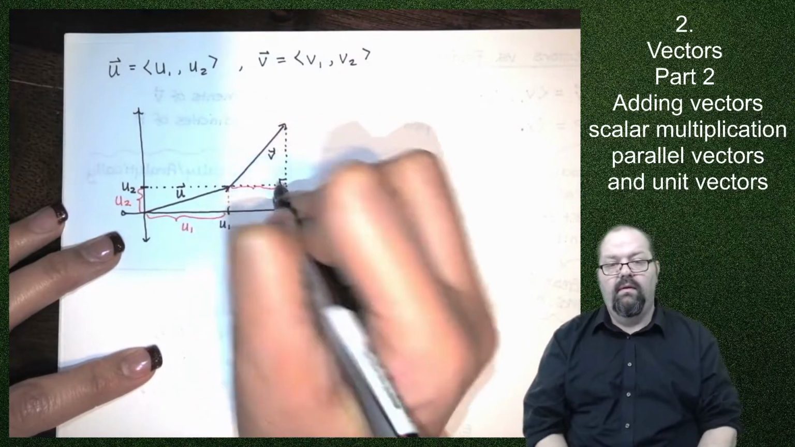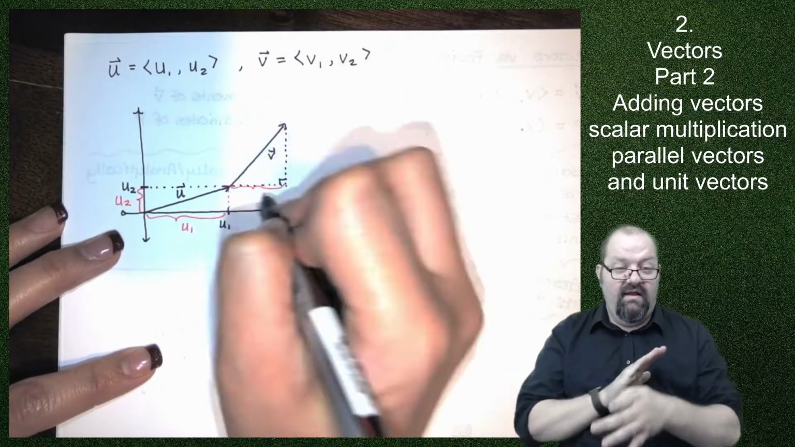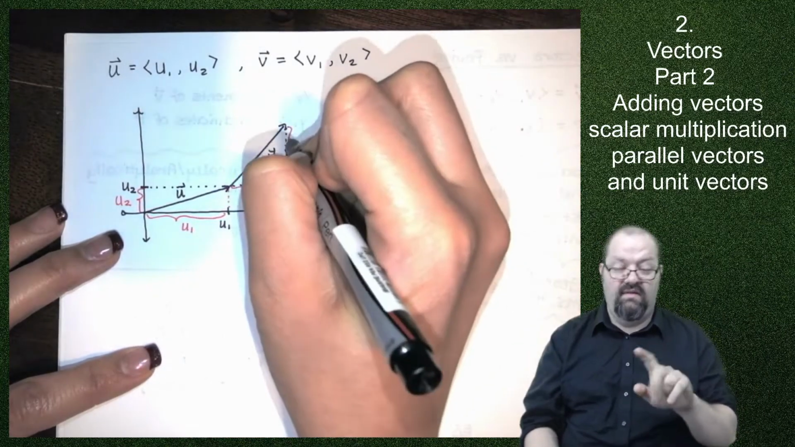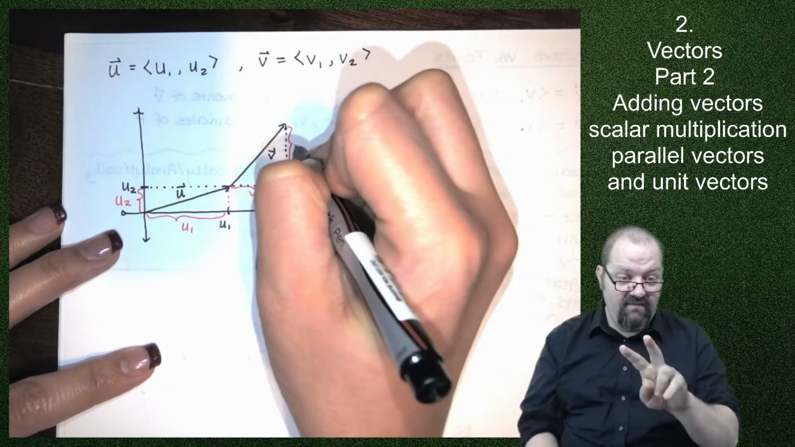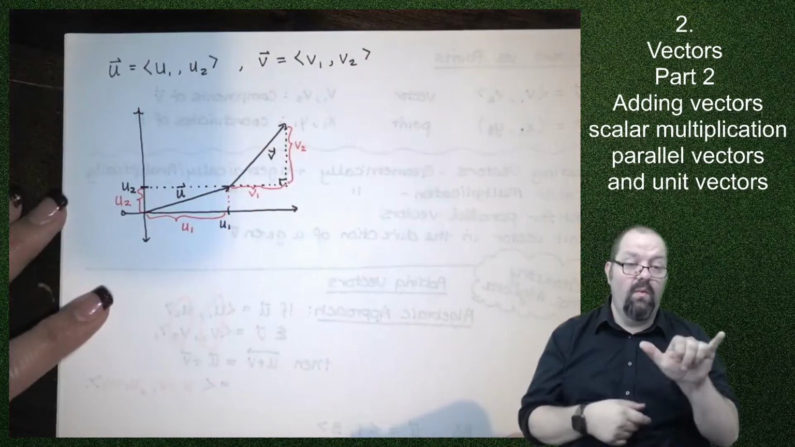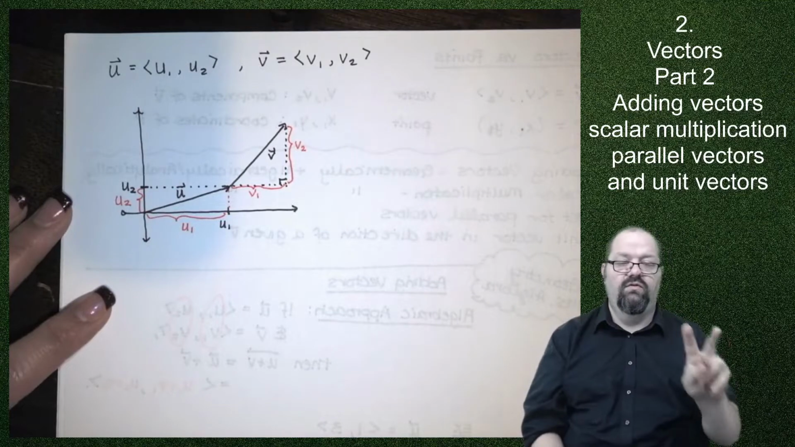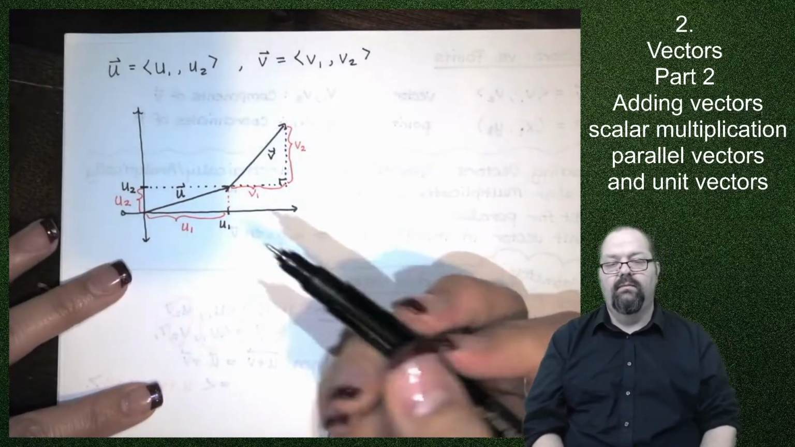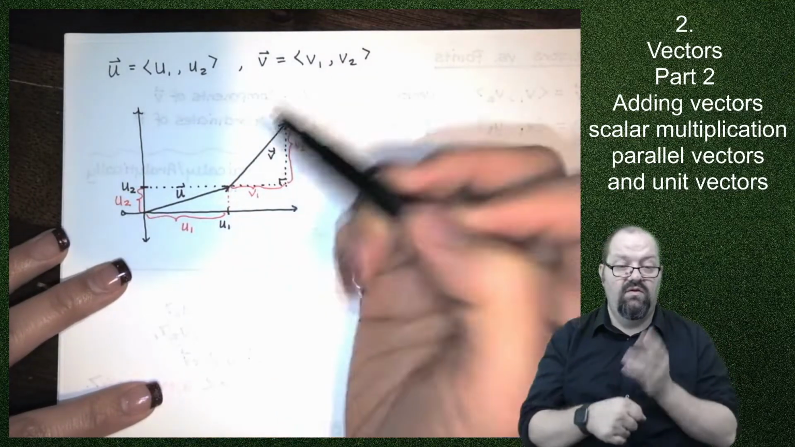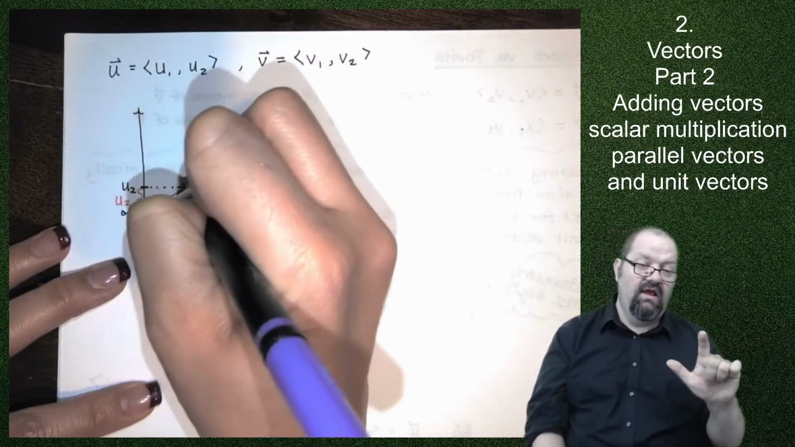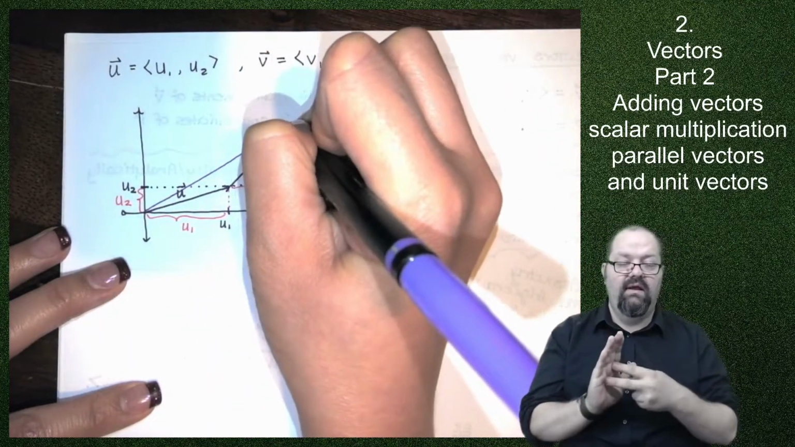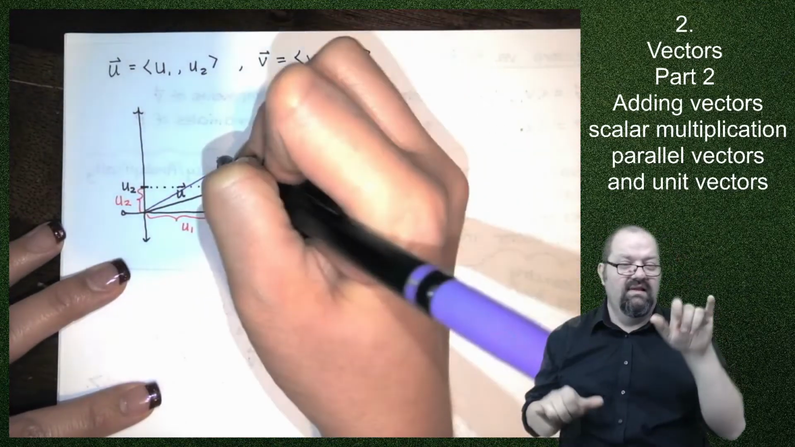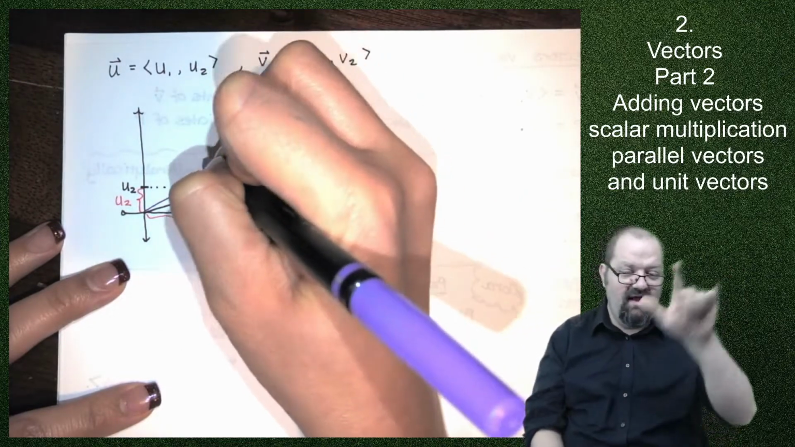By definition, the x component of v is v1. So I've got v1 there, and the y component of v is v2. Okay, well, u plus v, according to our tip to tail rule, starts where we started, it ends up where we ended up, just like I'm flying from Tulsa to New York. That's u plus v, a new vector.